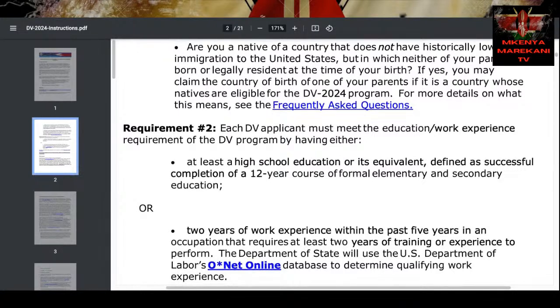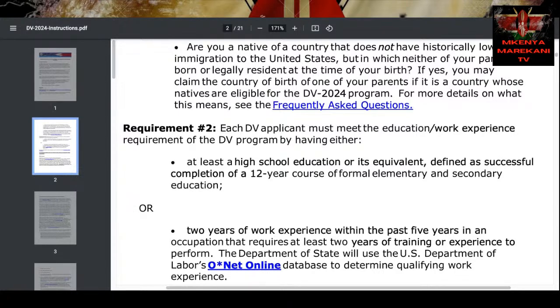So requirement number 2 is each DV applicant must meet the education or work experience requirement. So you see, it's education or work experience. If you've not attained Form 4, that's 12 years of education, you can meet the requirement of the DV program by having at least a high school education or its equivalent, defined as successful completion of a 12-year course of formal elementary and secondary education. They're comparing it to America.